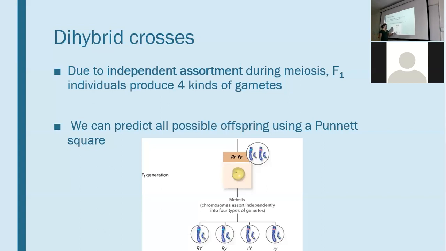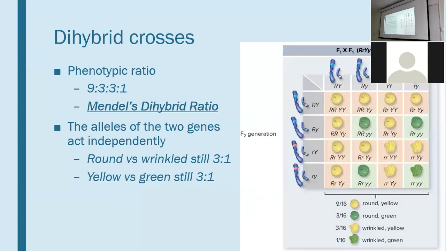So we can take these genotypes and put them in a Punnett square and see what kind of offspring crossing 2 of these heterozygous individuals together would produce. And it would look like that, which is fine.